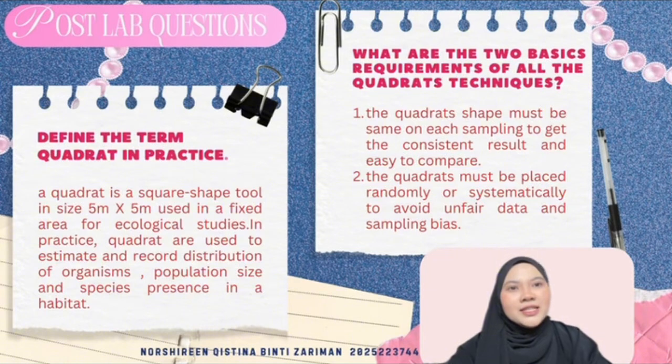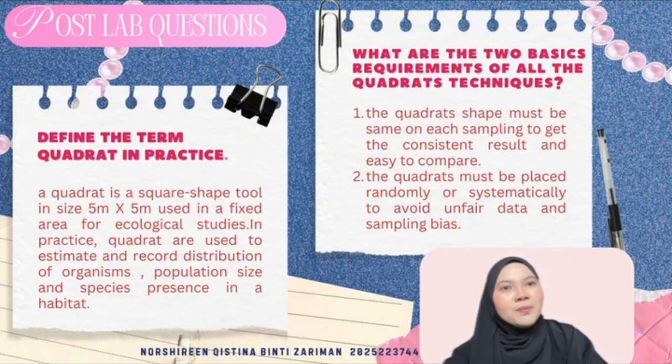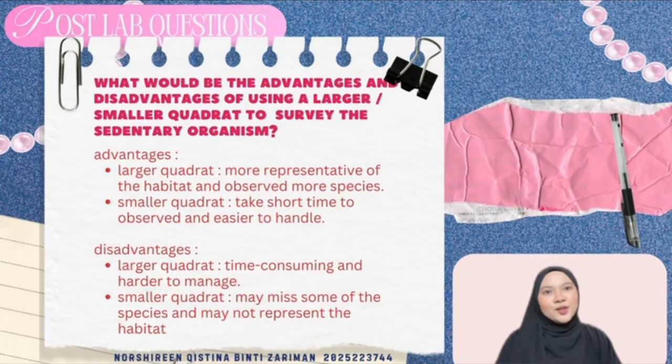Firstly, the quadrat shape must be the same for each sampling to get a consistent result that is easy to compare. The second one is that the quadrat must be placed randomly so that we can avoid sampling bias and unfair data. So, what are the advantages and disadvantages of having smaller and larger quadrats?